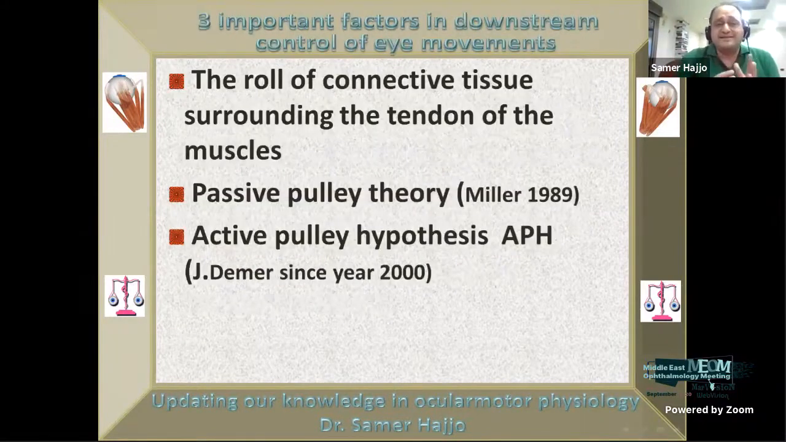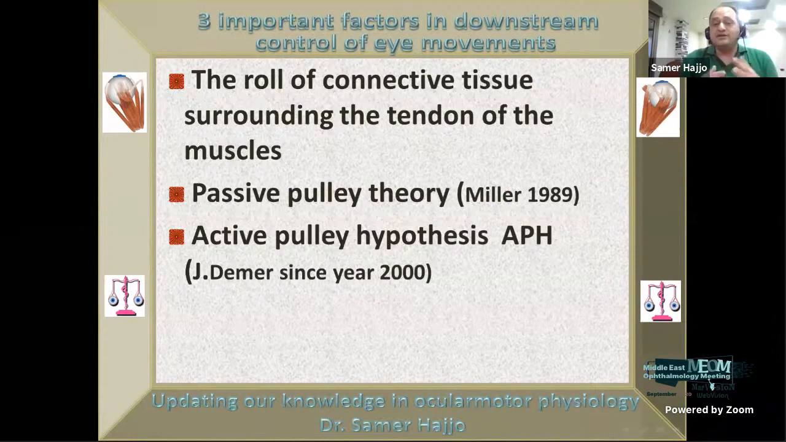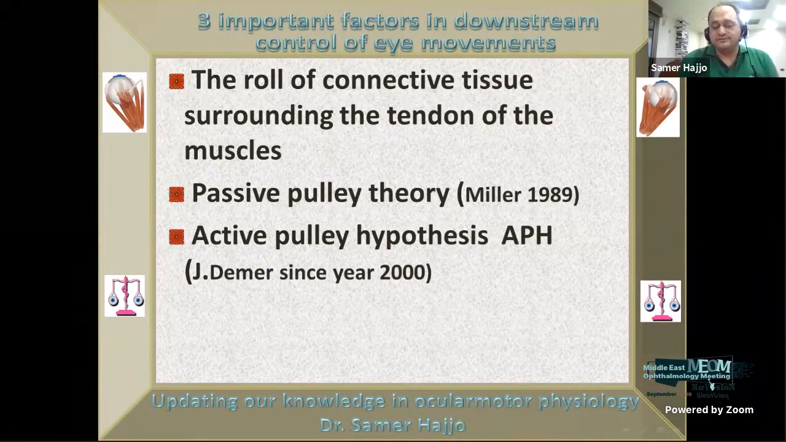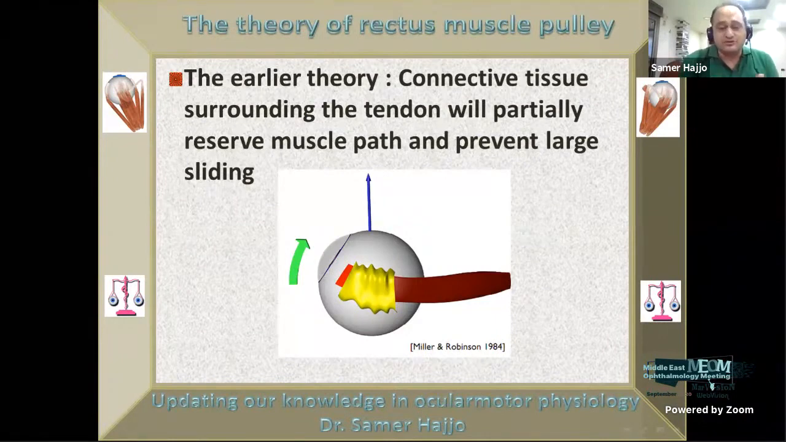There are three important factors in downstream control of eye movements. The role of connective tissue surrounding the tendon of the muscles, the passive pulley theory by Miller 1989, and the active pulley hypothesis by Joseph Demer, year 2000. The connective tissue surrounding the tendon will partially preserve muscle path and prevent large slipping as shown in the picture.